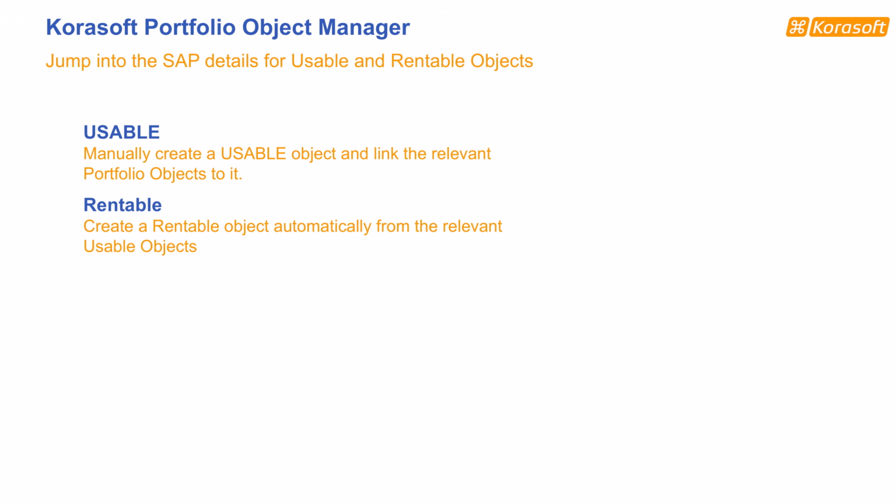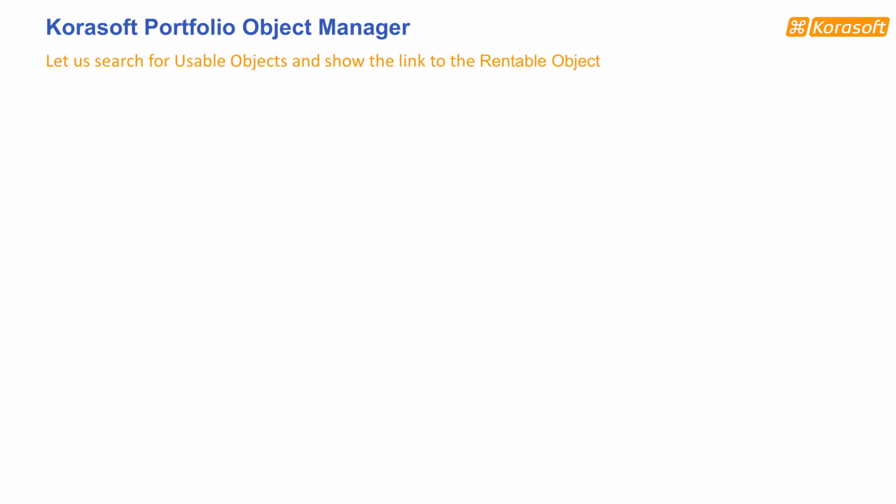Jump into the SAP Details for usable and rentable objects. Manually create a usable object and link the relevant portfolio objects to it. Create a rentable object automatically from the relevant usable objects. Let us search for usable objects and show the link to the rentable object.